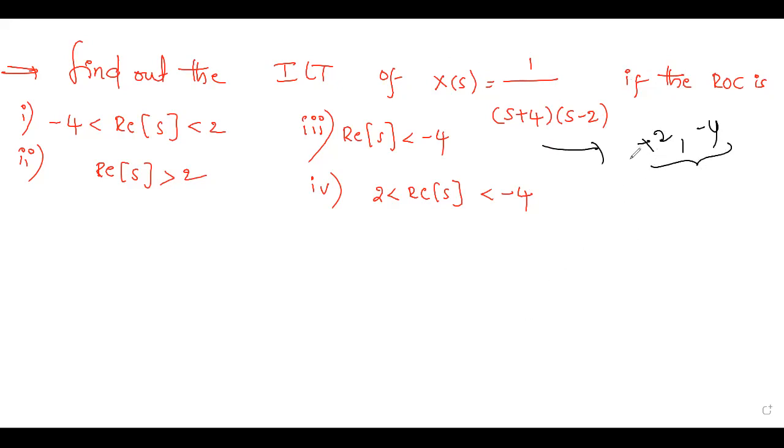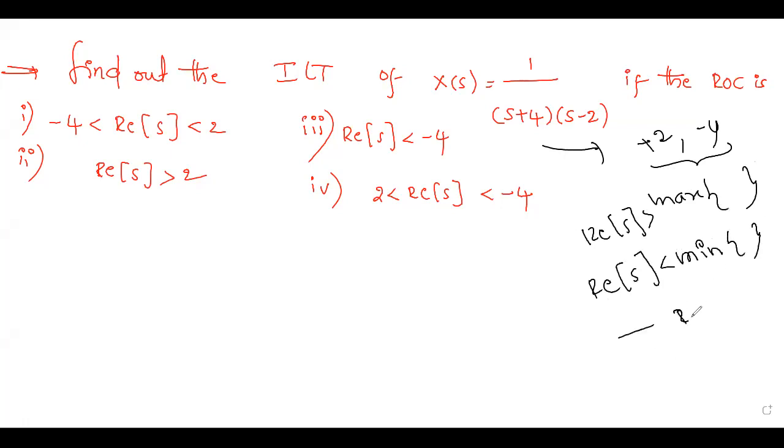First, real part of s greater than the maximum of the poles. Real part of s less than the minimum of the poles. And in between two poles. And some case where no common ROC will be there, isn't it? So real part of s greater than the maximum of poles is one case, causal signals. Less than the minimum of the two poles is one case.